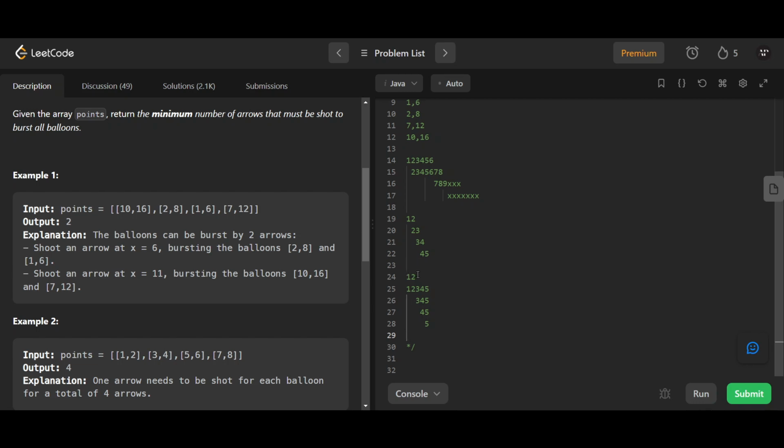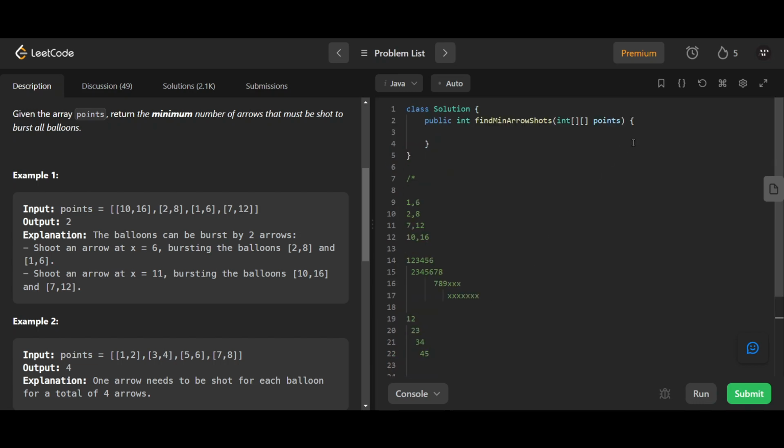So if I had sorted like 1 2 3 4 5 and 1 2, then also it would mean the same thing, right? That minimum is what you have to take, and minimum is this. So these two have to be separate, and this has to be separate. Yeah.